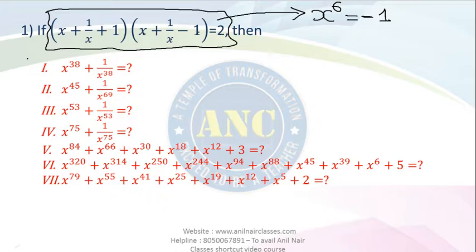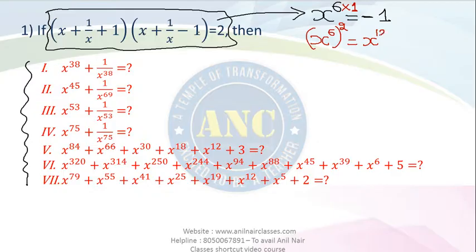Now, before moving on to all these 7 questions, observe carefully, sir. x^6 is equal to minus 1. I am sure you know it. x^6 can be written as x^6 into 1. That means it is an odd multiple of 6. Suppose I square it on both sides. It becomes (x^6) whole square, that is nothing but x^12. x^12 can be written as x^6 into 2. That means 12 is an even multiple of 6.